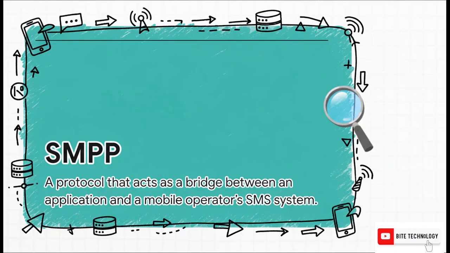So, SMPP. It stands for Short Message Peer-to-Peer. And the best way to think about it is like a dedicated high-speed bridge. You've got your app on one side, it needs to send a text. And on the other side, you have the mobile carrier's huge SMS system, just waiting. SMPP, that's the super secure, super efficient bridge that connects the two.